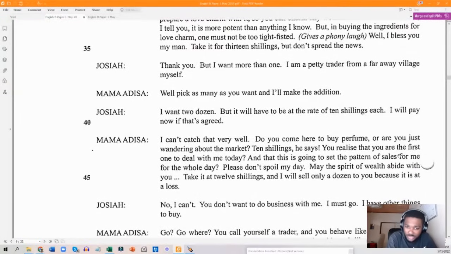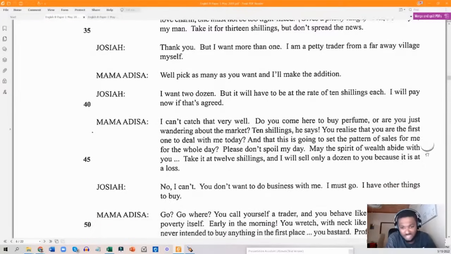I can't catch that very well. Do you come here to buy perfume, or are you just wandering about the market? 10 shillings, he says. You realize that you are the first one to deal with me today? And that this is going to set the pattern for sales for me for the whole day? Please don't spoil my day. May the spirit of wealth abide with you. Take it at 12 shillings and I will sell only a dozen to you, because it is at a loss.